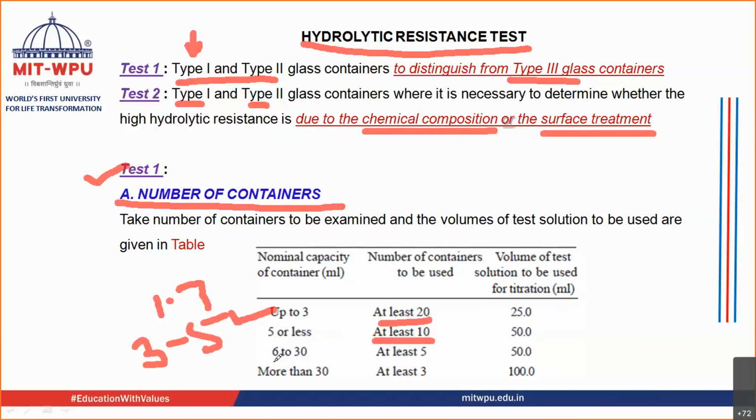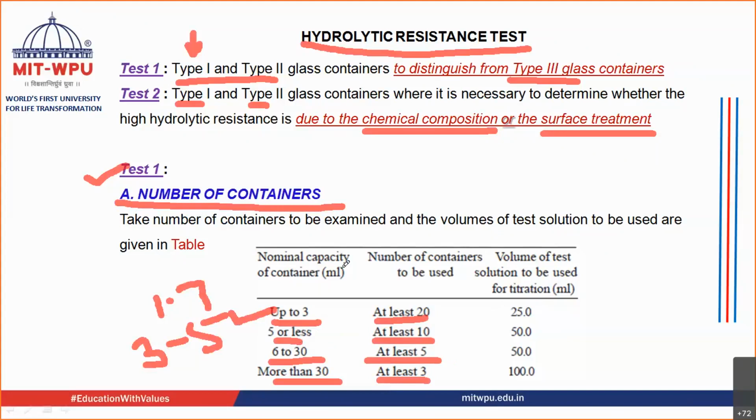If the volume is higher, you take 5 containers, and if the volume is more than 30, then you are going to take 3 containers. This is the minimum: at least 20 containers, at least 10 containers, at least 5 containers, or at least 3 containers for the test. This part we will be studying later on. Just remember the number of containers.